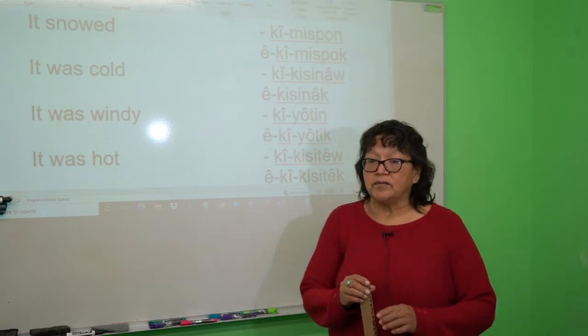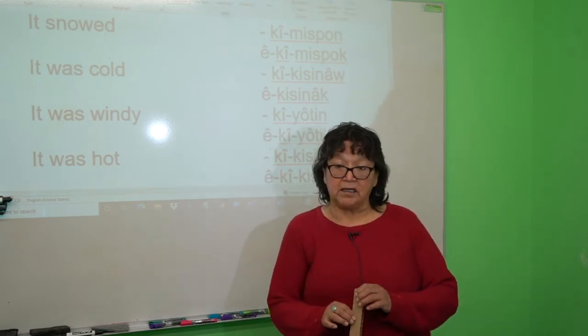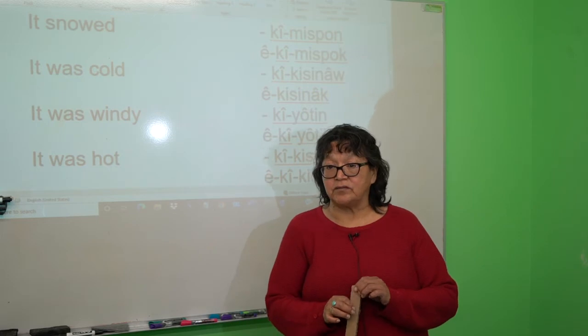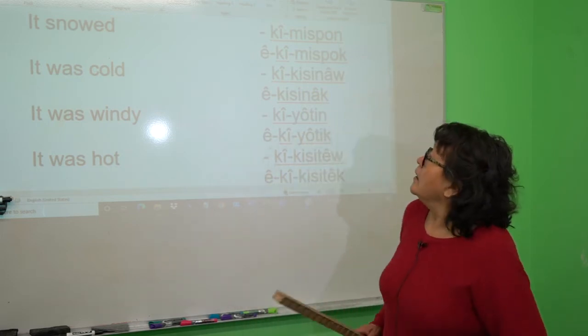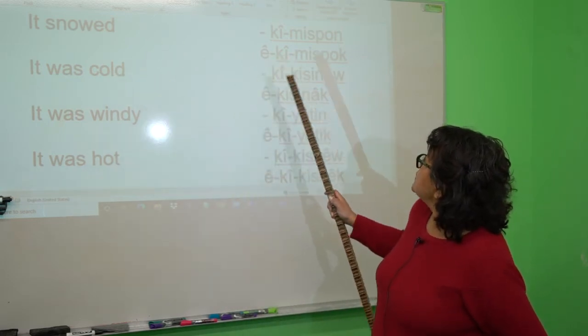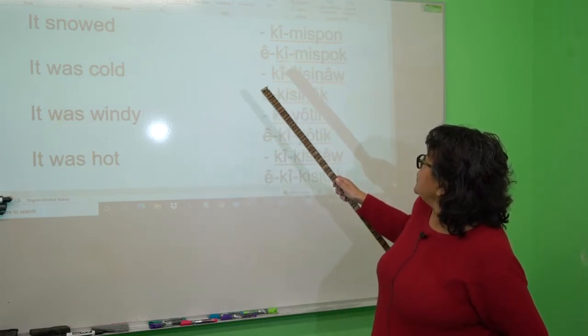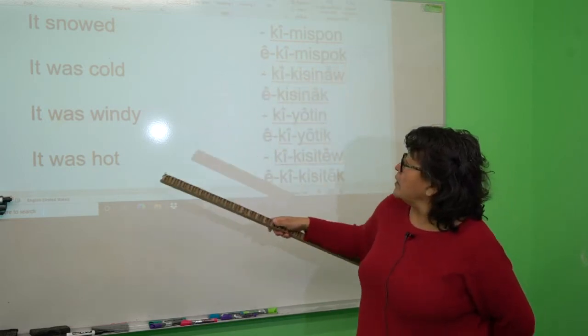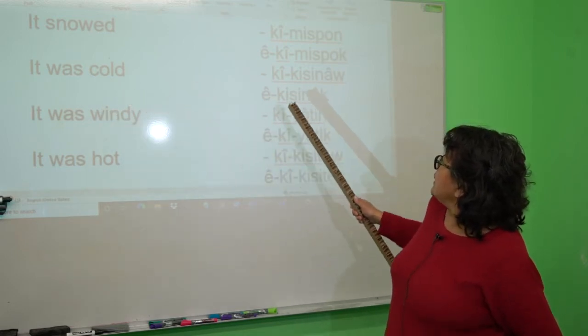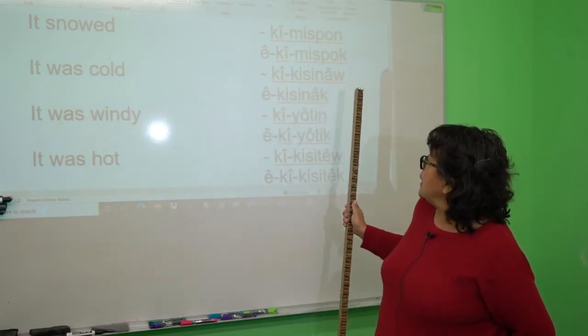How do you say it rained last night? Gi gimoan tibiskok. Yeah, gi gimoan. Or you'll hear egi gimoak tibiskok. Okay. It snowed. Gi mispun. Gi misbook. Egi misbook. It was cold. Gi gisinau.